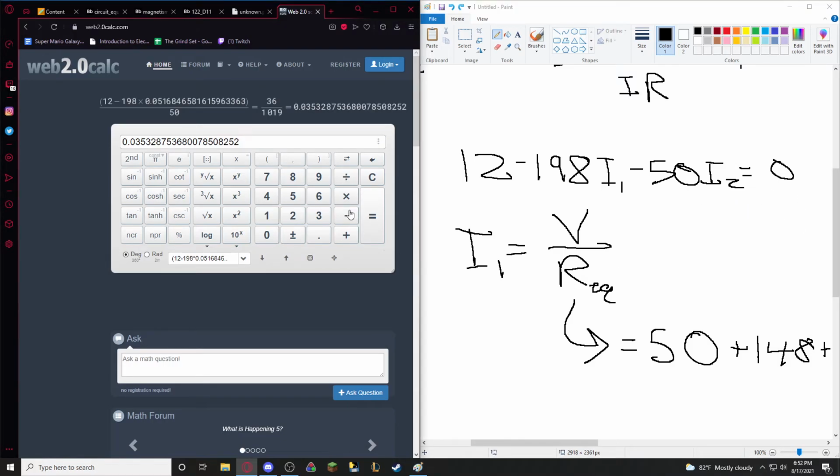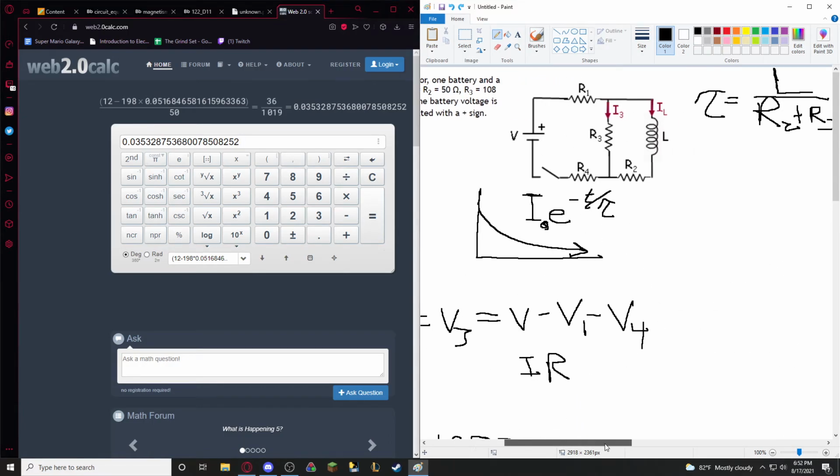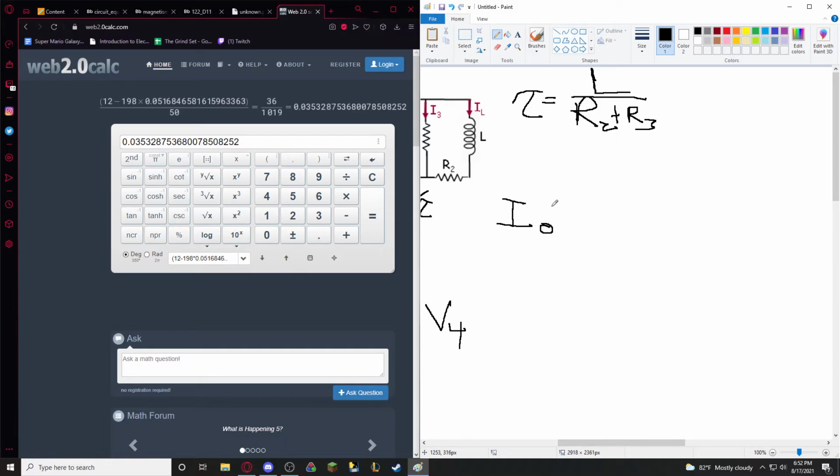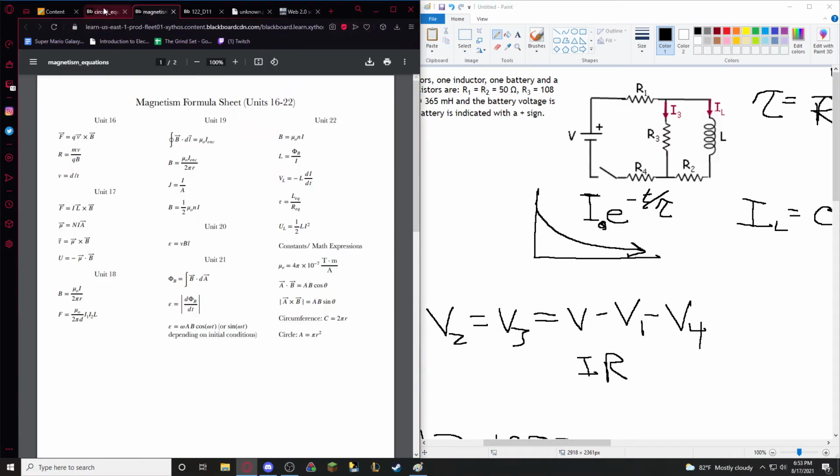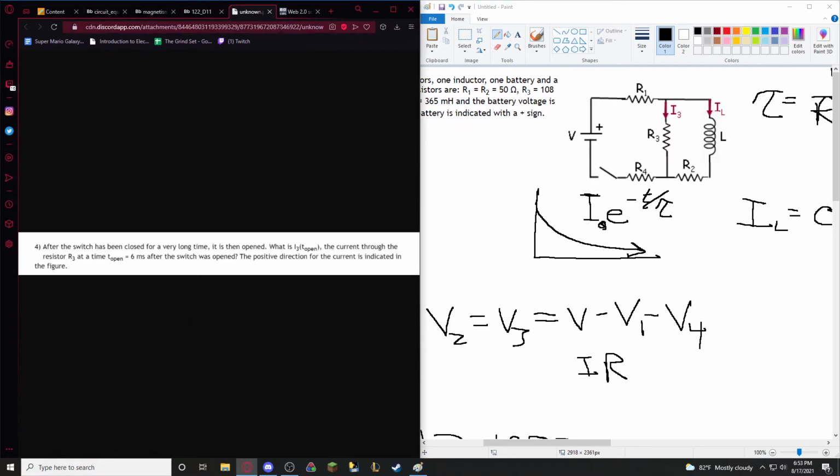Yeah. And we get I2, or the initial current through the inductor, is about 35 milliamps, 0.035 amps. So I naught, or I'll call it IL, IL is equal to 0.035 amps. Now we know what we need to do to find I3 6 milliseconds after the switch is opened. What do we do?